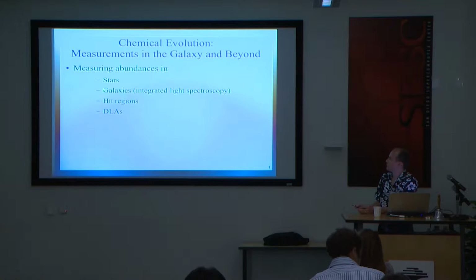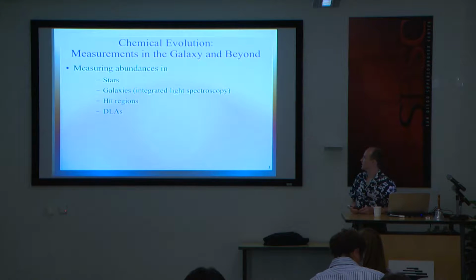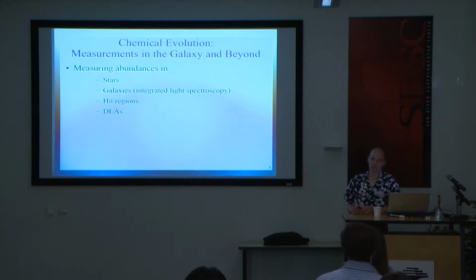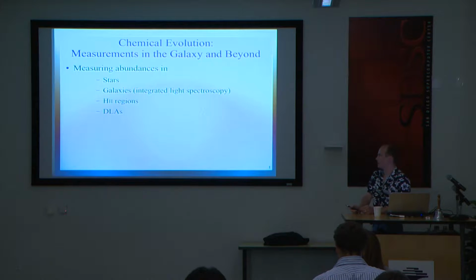And then when you measure the chemical abundances of the stellar population in galaxies, we have integrated light spectroscopy, where nature integrates the light for us. We can't resolve individual stars one by one, so instead we measure all of their light simultaneously. There are going to be some complications associated with that.